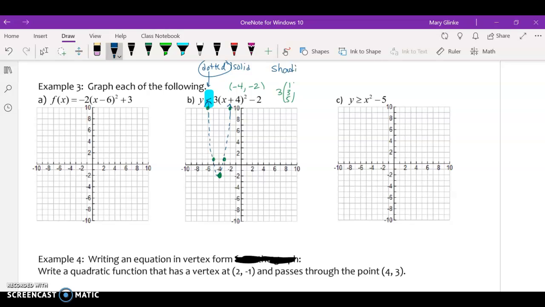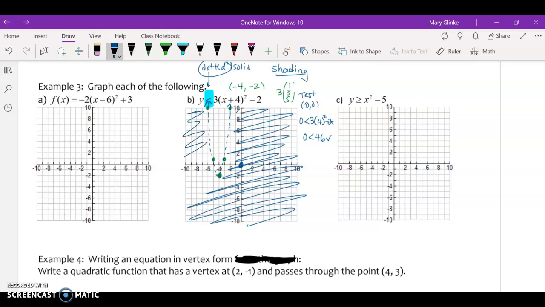You also have to deal with shading then if it's an inequality. So greater than or less than, you want to do shading. So once again, we're going to pick a test point. So I'm going to test the point 0, 0. So I'm plugging 0 in for y and 0 in for x. And so when I actually figure all of this out, I get 0 is less than 46, and I get a true statement. So if I look at 0, 0, 0, 0 works. So it has to be in the shaded region. So I'm going to be shading everything on the outside of this parabola. If 0, 0 did not work, I would shade everything inside the parabola.